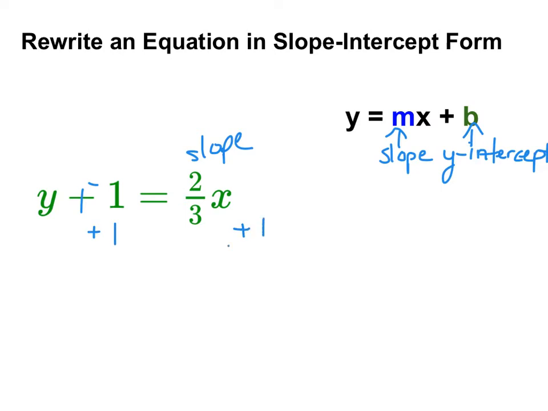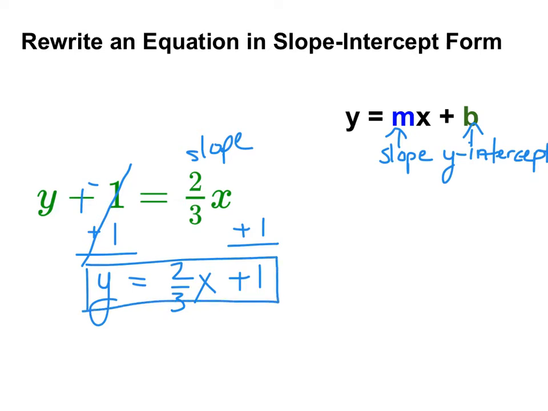So if I add a 1 to both sides, then on this side of the equation, -1 plus +1 will cancel out and leave me with y, equal, we didn't do anything to the term 2/3 x, but then we did add 1. Now, does this equation look like slope-intercept form? It sure does. 2/3 is my slope, my y-intercept is 1, and now you're good to graph this equation in slope-intercept form.